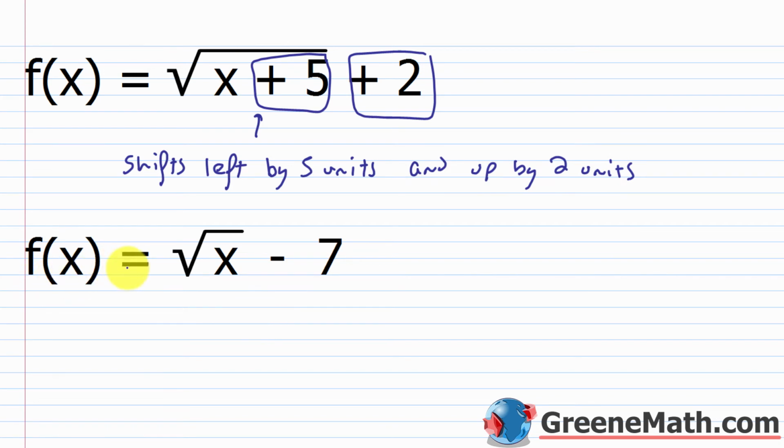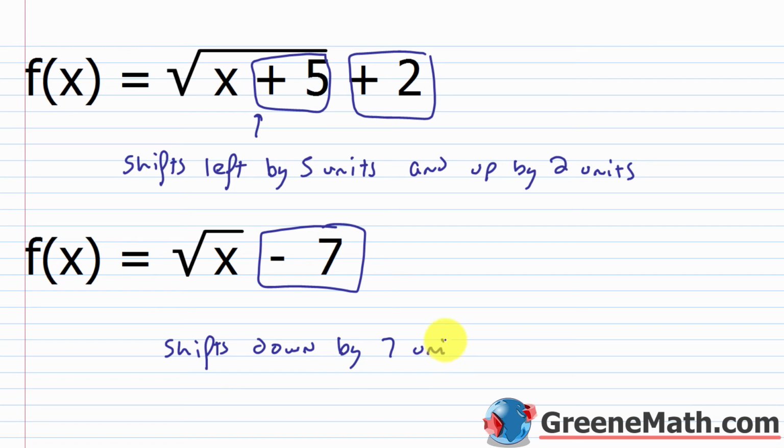Then we have f of x equals the square root of x minus 7. This is happening outside the function, outside the square root operation. So we can just say this shifts down by 7 units.